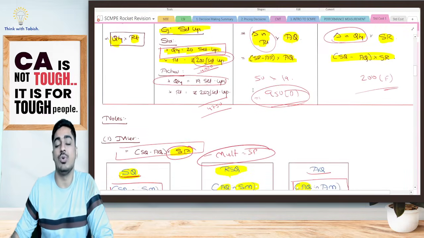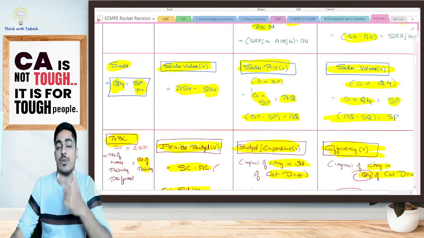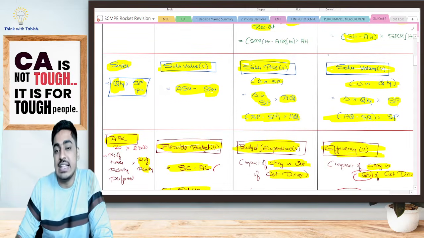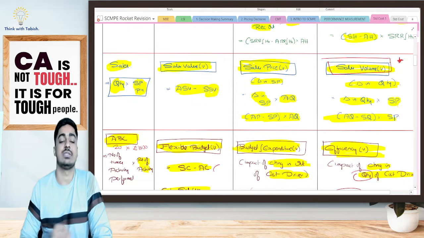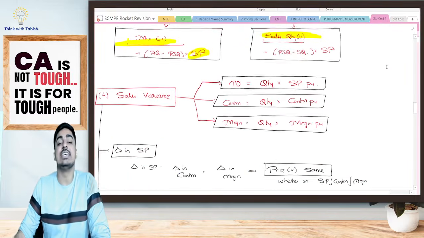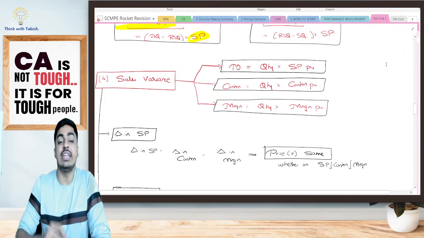Believe me, till now we have developed everything based on only one logic, one formula, and everything we have discussed follows from it. Now, sales volume variance. Yes, we have to understand it further. Now, students, sales variance can be calculated in three different ways.